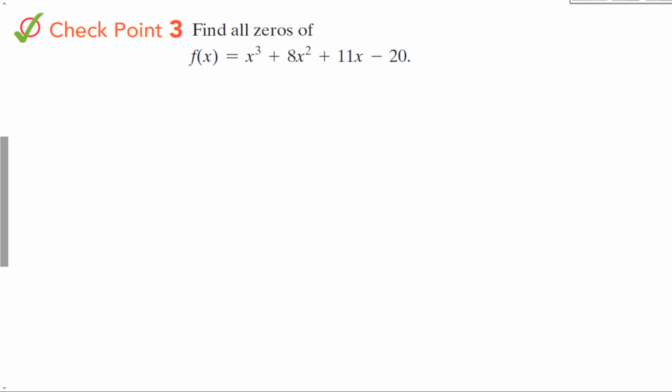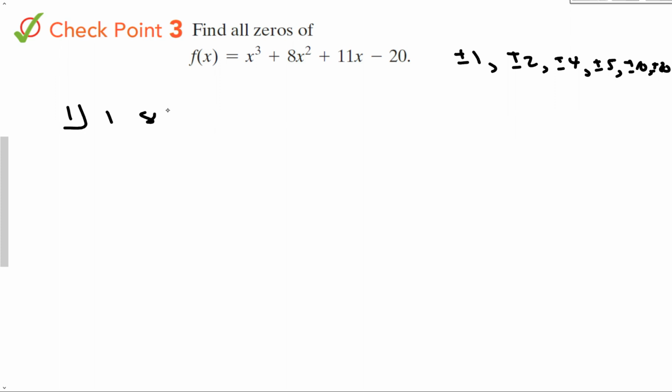Find all the zeros of this polynomial function. So I'm going to start with plus or minus 1, plus or minus 2, plus or minus 4, plus or minus 5, plus or minus 10, and plus or minus 20. Well, I could start at some of the bigger numbers up there, which is all the factors of 20 divided by 1. But let's start with the easy one. Start with 1. It's a good place to start.